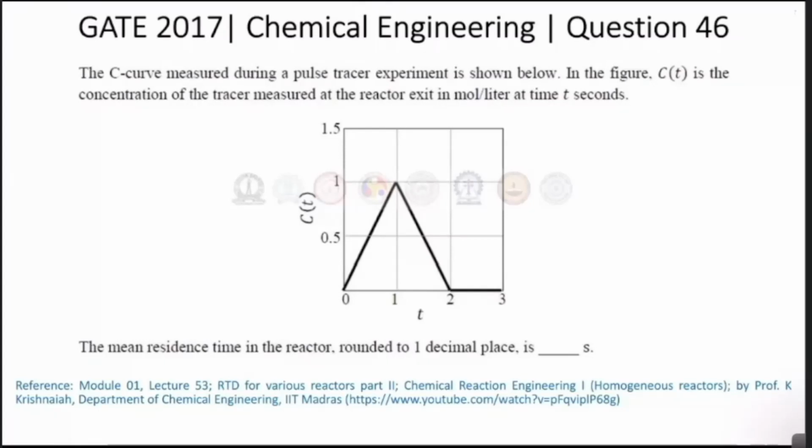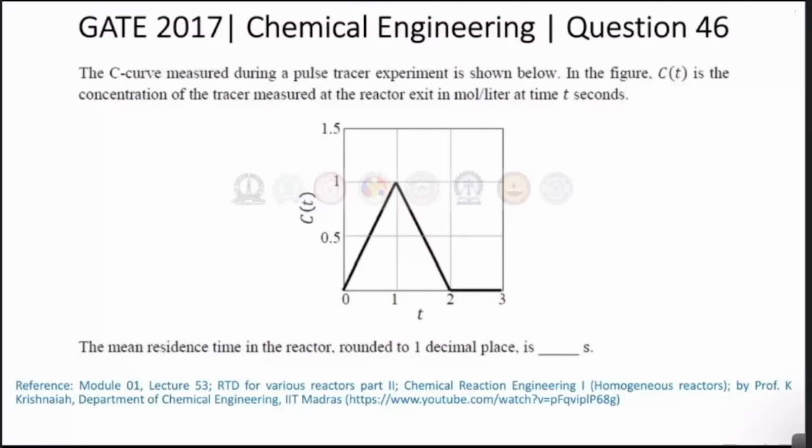So this is a question from residence time distribution from non-ideal reactors in chemical reaction engineering, and the reference NPTEL series can be found in module 1 lecture 53 RTD for various reactors part 2, chemical reaction engineering 1 homogeneous reactors by Professor K. Krishnaiah, Department of Chemical Engineering, IIT Madras.